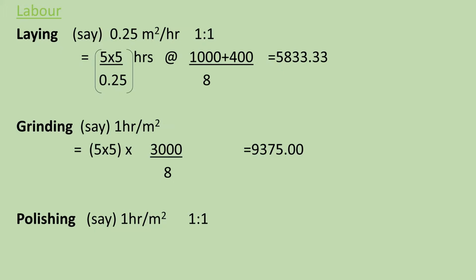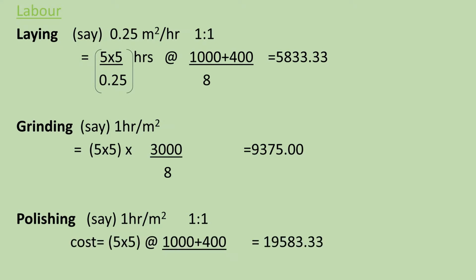Polishing, we shall say, it takes 1 hour to do 1 meter squared using a gang of 1:1. So what about 25? It shall be 25 times 1400 divided by 8. We get 4,375 shillings. So the total cost of the labor shall be the cost of laying labor plus grinding labor plus polishing labor.